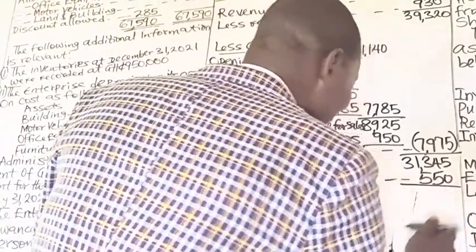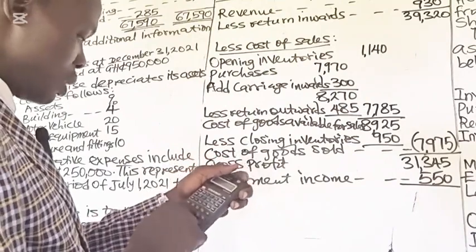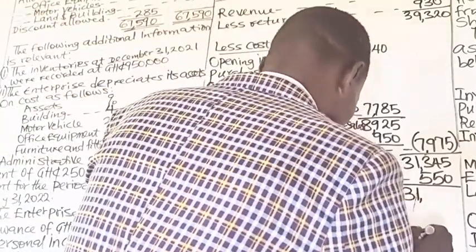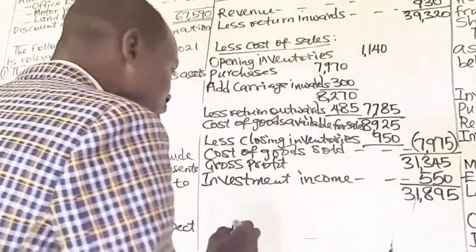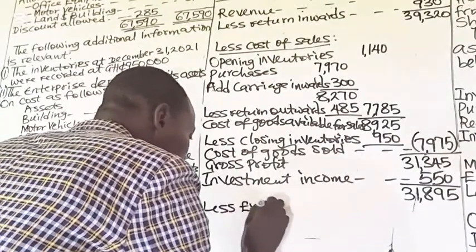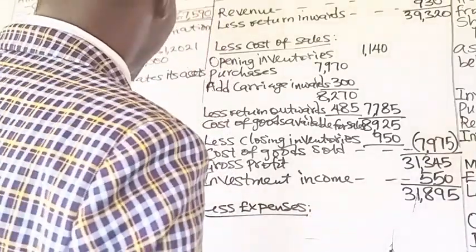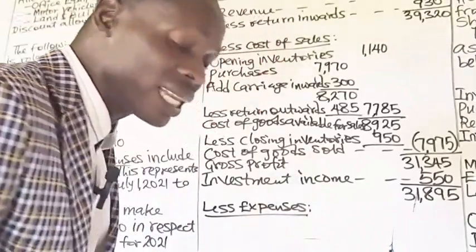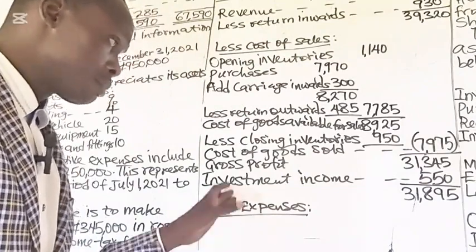So if you now add this 550 to 31,345, you have the total income of 31,895. Now from this income, you less the expenses. What are the expenses given in the question? But before we go through the trial balance, I will always advise you to go through your additional information in order to ascertain those expenses that will require adjustments in the trial balance.